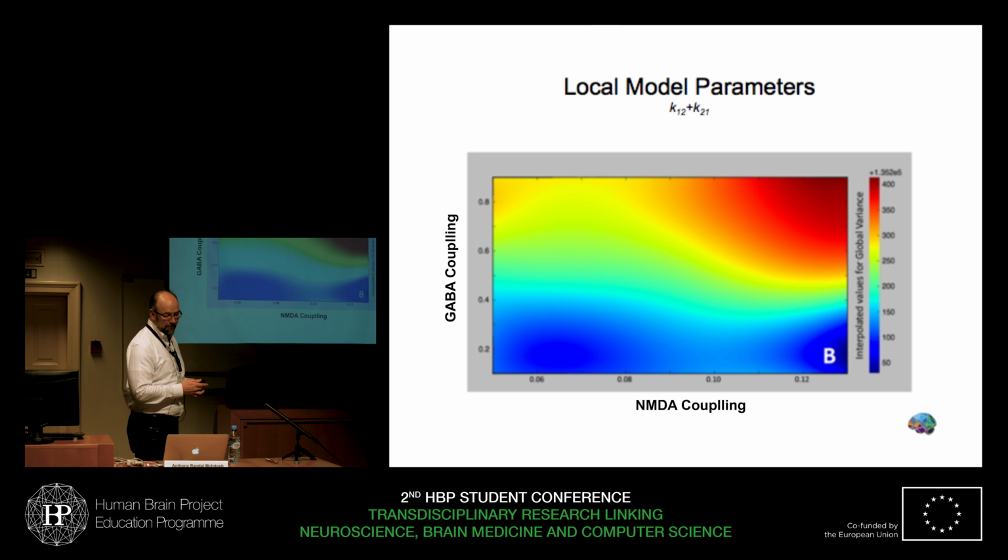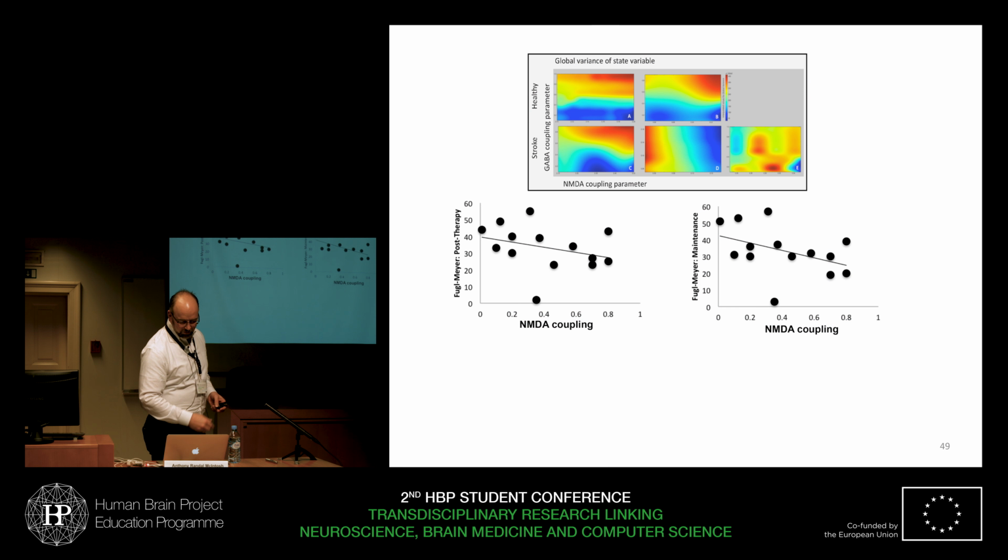This is a heat map for the local coupling, for the NMDA coupling and GABA coupling. Again, parameter search, and you get this area of the search space where the variance, again, is highest, using that as the parameter estimate that you want to look at. You do that across individuals. Here's our 2 controls again. Again, the maximum point for the 2 controls is roughly in the same area.